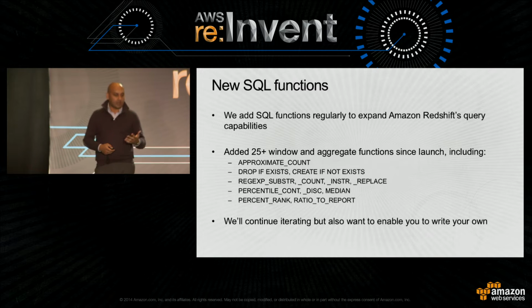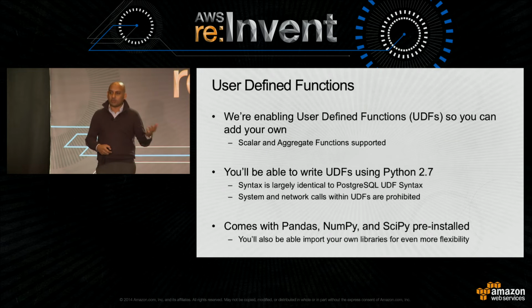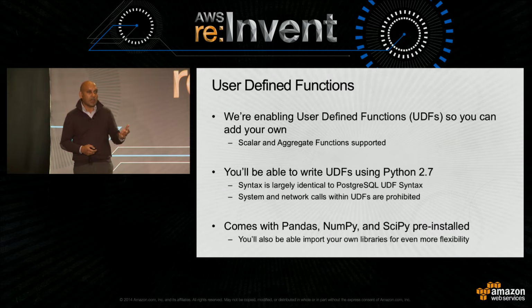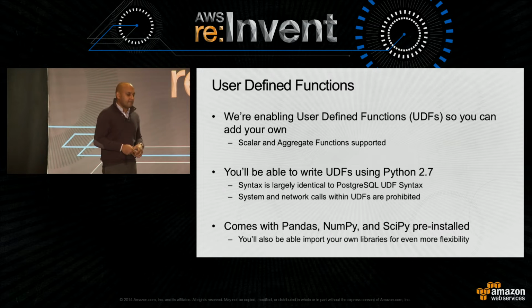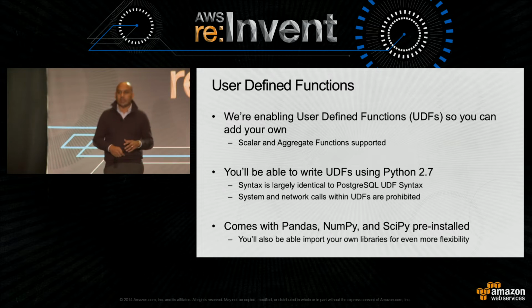And we're going to continue iterating here, but we also want to enable you to add your own functionality to Redshift. And so I'm excited to share with you that we'll soon have user-defined functions available. These are coming in a couple of weeks. And you'll be able to write your own functions in Redshift using Python 2.7. The syntax is largely identical to Postgres UDFs with PL/Python.